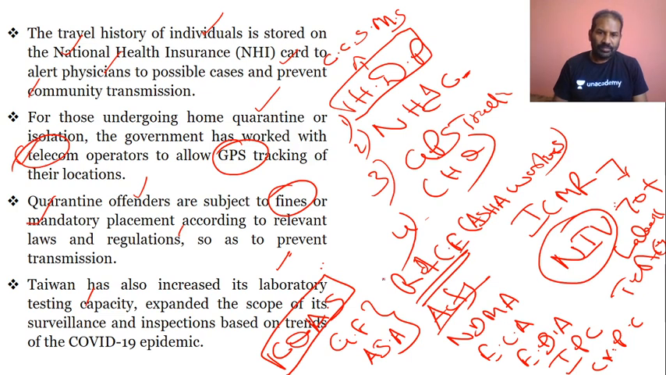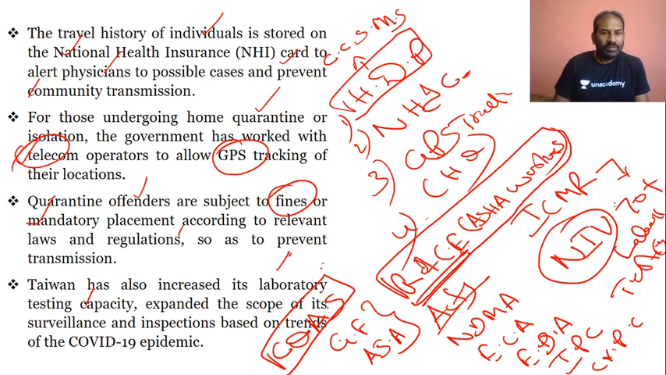So here I did take a lesson itself, 1 hour or 1 hour 15 minutes on the COVID-19 and the role of community engagement. That is very important. It has also increased the laboratory testing capacity, wherein its scope of surveillance inspections is based on the trends of the COVID-19. That is the way we are.